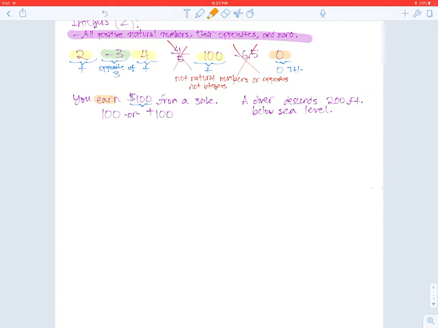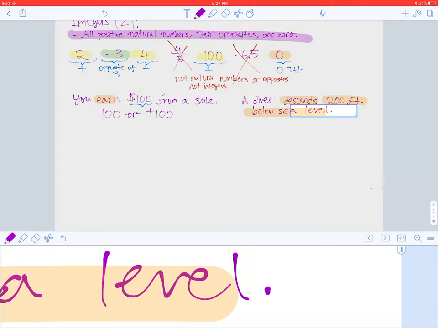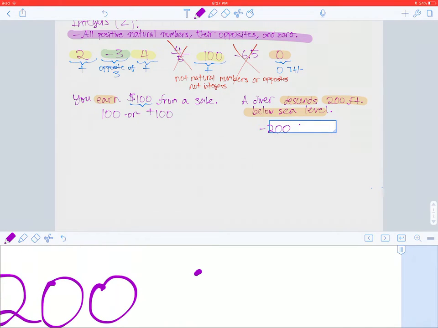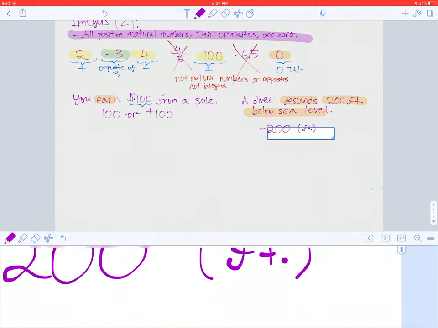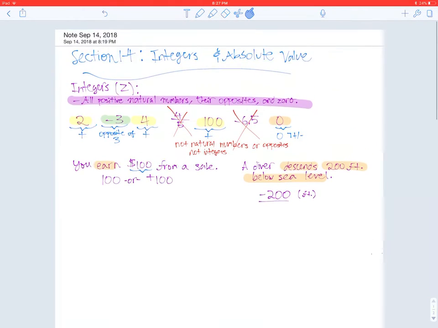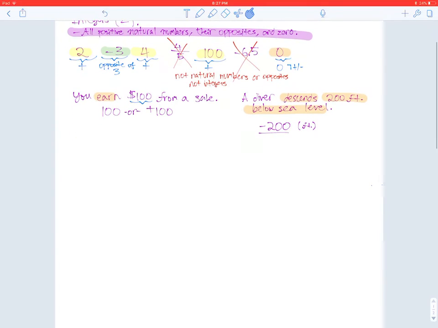So there are some indications here that represent the number. Descends means a negative relationship, and we also know the number we have here is 200 feet, and it says below sea level. So what we can tell from this is that this is not going to be positive, because if it's below sea level and it's descending, you're not going higher up in elevation. So an integer that could represent this is negative 200, and you can also add feet if you wanted to. But if you're just using a plain integer, then negative 200 would be the correct way to express it.